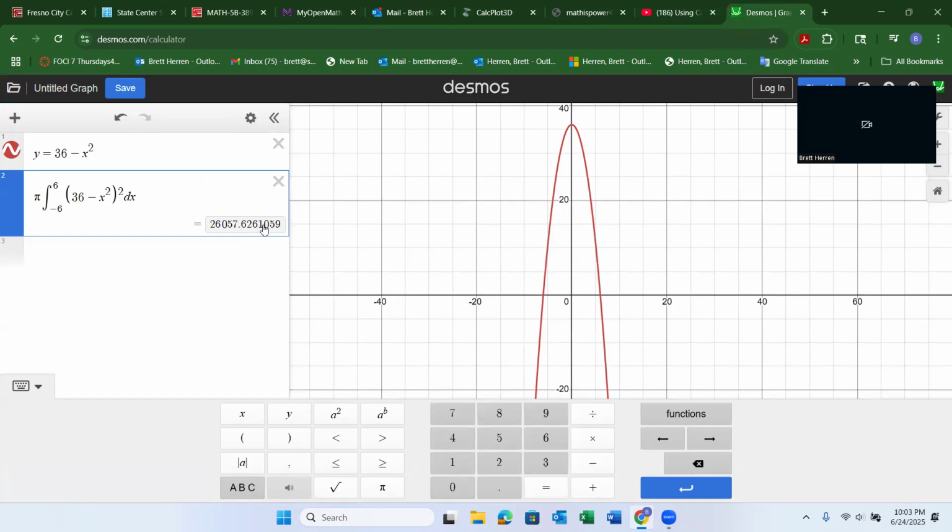So there we go. Now, the answer you might have seen on my screen was pi, 36 minus x squared. Oh no, I'm sorry, I'm getting a little confused. We don't need to give an answer to this one, do we? We just needed to set it up. So if they ever want you to have an answer, a number, you just type it into the Desmos graphing calculator like that. And so there we go.